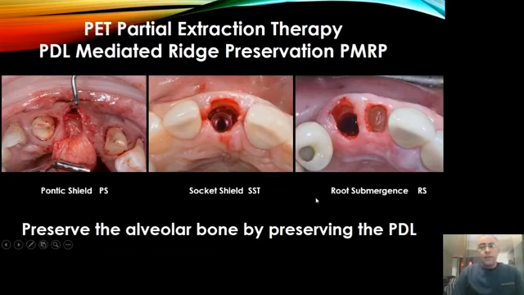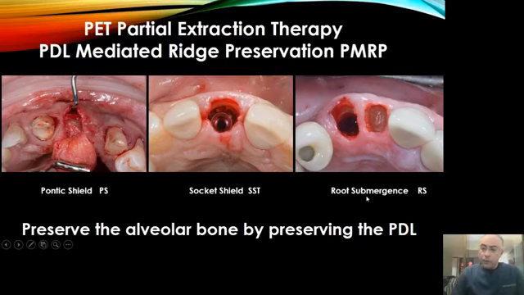Partial extraction therapy, of which the socket shield technique is a part, is what I love to call PDL mediated ridge preservation. The simple principle is that we can preserve the alveolar bone by preserving the PDL itself. So we're always trying to trick the biology to keep the PDL intact inside the bone so we can preserve the bone.